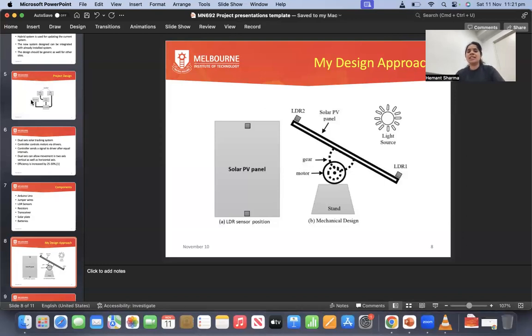So basically, when sun rays fall on the solar panel, the two sensors detect the sun rays and send data to the controller. The controller reads all the data the sensors sent, and it sends data to the motors and decides whether to move the position or to stay in the same current position.